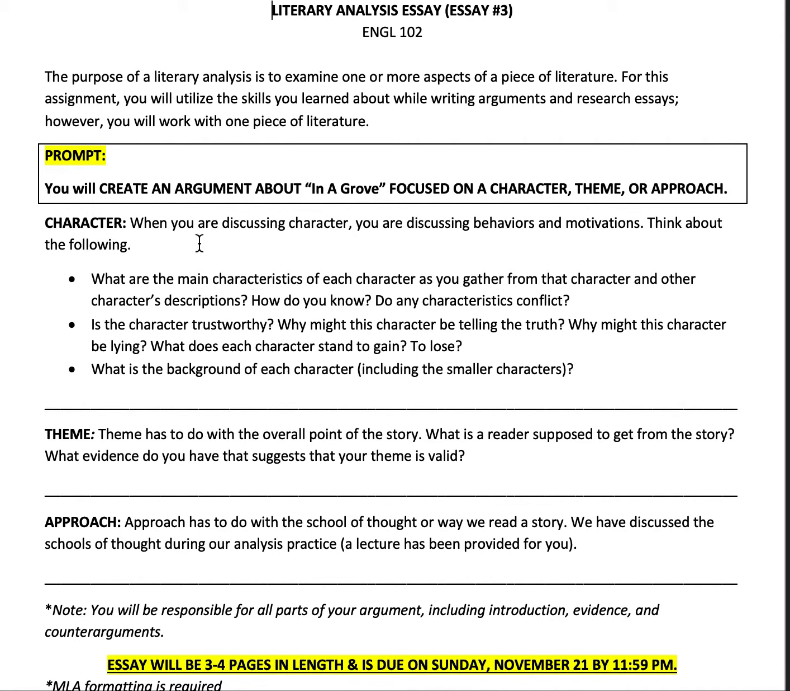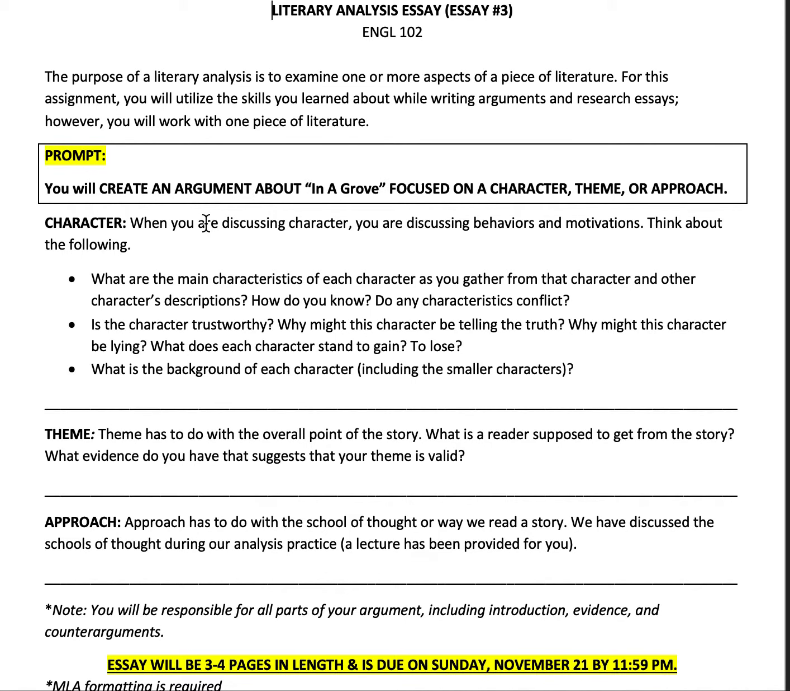If you're choosing a character, you want to think about behaviors and motivations. Think about why the main characteristics of that character are the way that they are, and the descriptions. How do you know this about them? What tells you X, Y, or Z about that character? How do you know that they're a villain? How do you know that they're the murderer? How do you know that they're innocent? What tells you in the story? How do you figure that out? Is the character trustworthy? Might they be telling the truth? Why or why not? What might they have to gain or lose by lying?